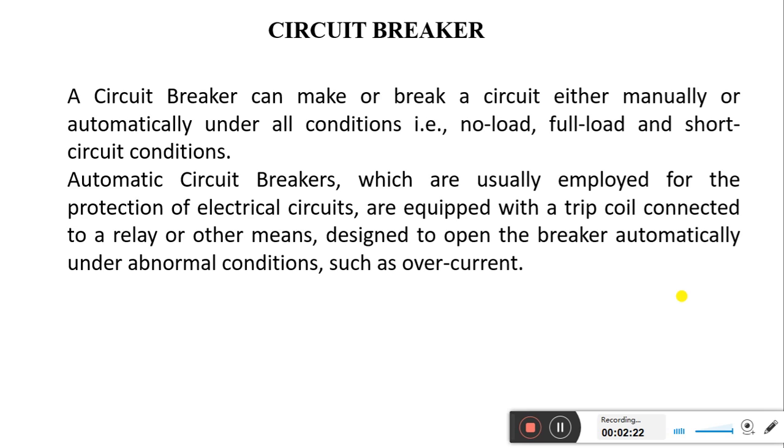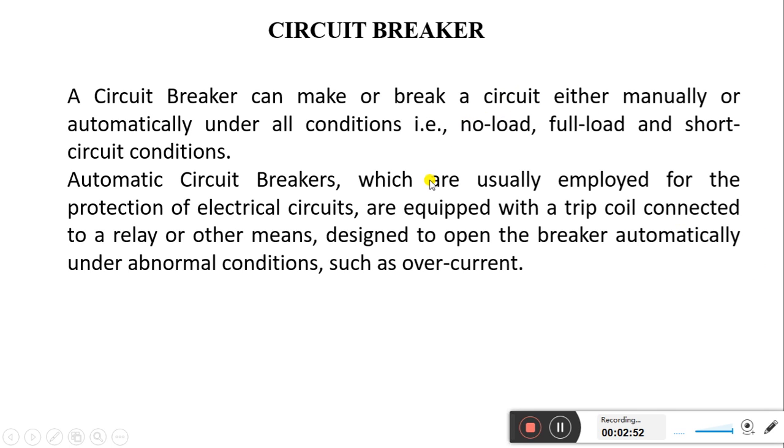The trip coil is nothing but the relay which is mounted inside the circuit breaker. So as I have discussed, when the relay gets supply, the relay gets energized and attracts the plunger, and by attracting the plunger the moving contact gets opened, so the circuit breaker interrupts the supply. That is how we can define the circuit breaker.